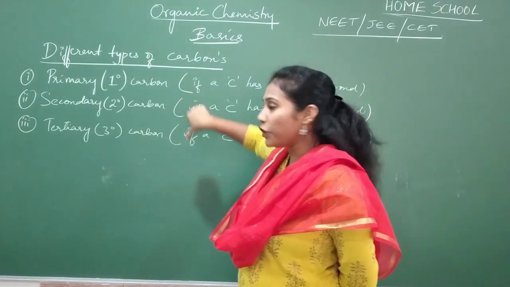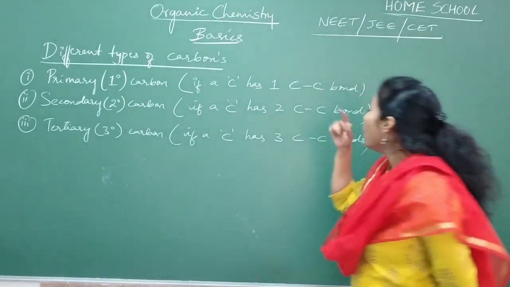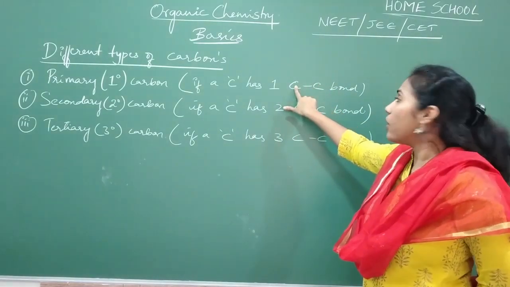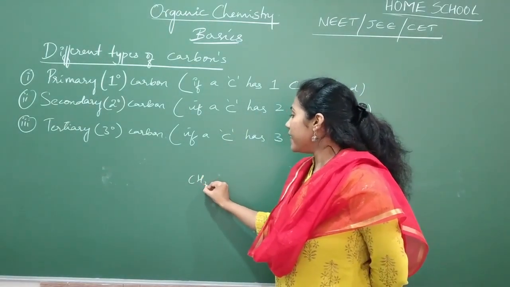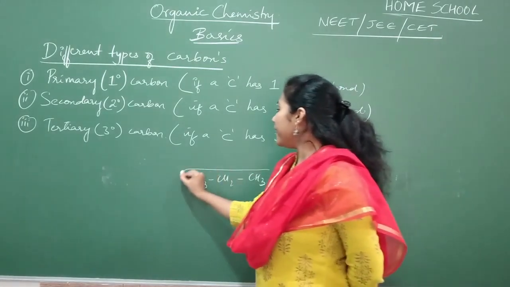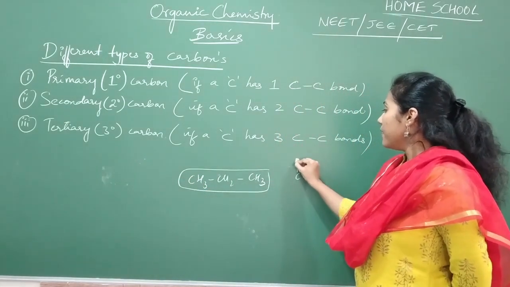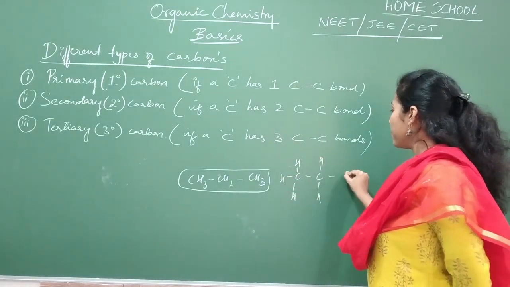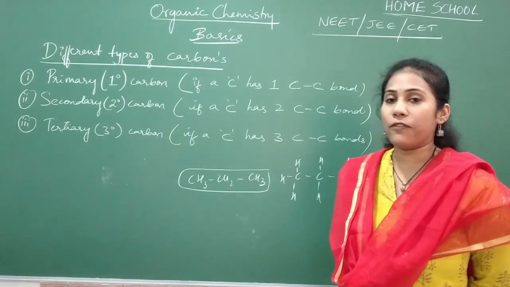Okay, fine. So three different types of carbons. Primary carbon. So what do you mean by a primary carbon? If a carbon has one C-C bond, one sigma bond between carbon atoms, then we will call it a primary carbon. Say for example, I have a molecule CH3, CH2, CH3. If I elaborate, I'll write the elaborate structural formula for this.